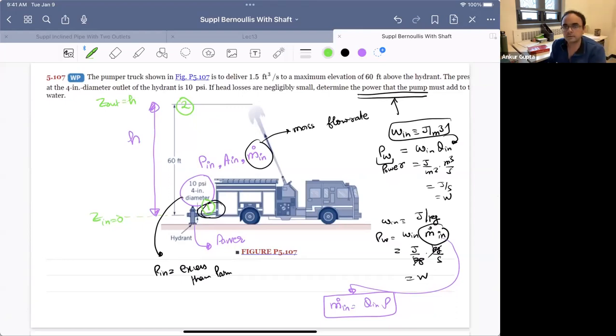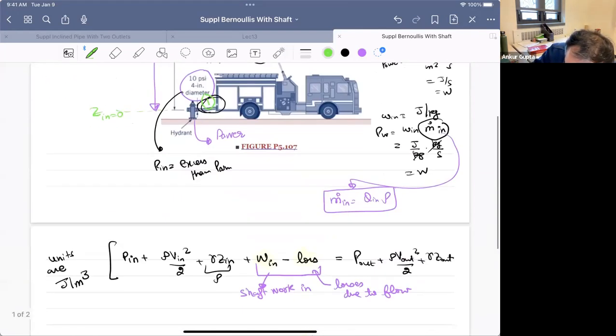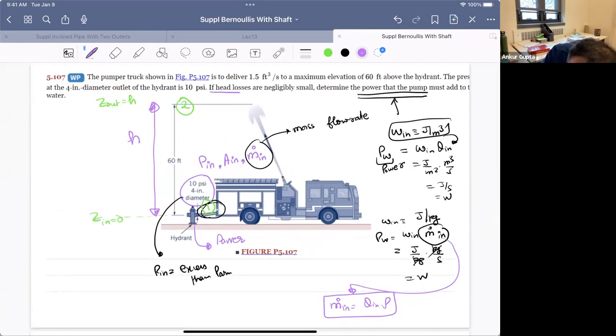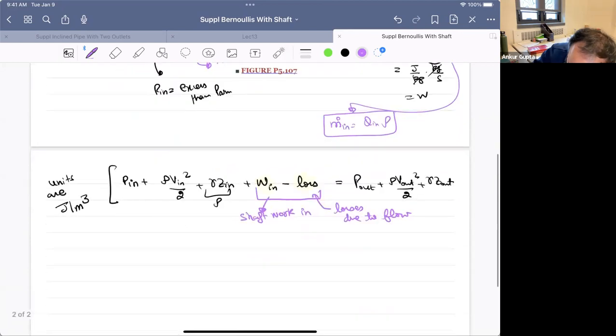Okay, so this is z out is equal to h. So now I start using the formula. And by the way, let's read the problem. The problem says the head losses are negligibly small. So there is no loss in the system. So loss is equal to zero. Okay, just want to clarify that.